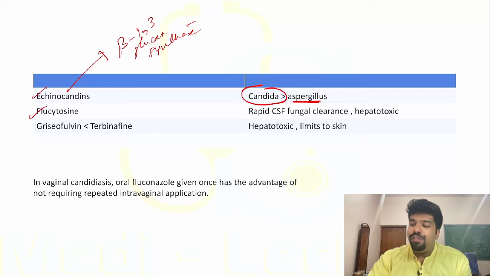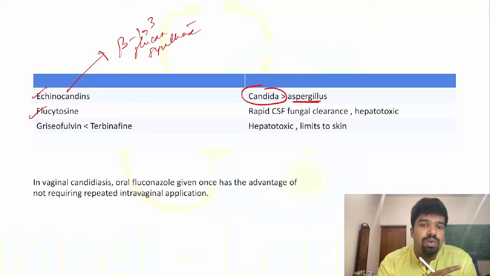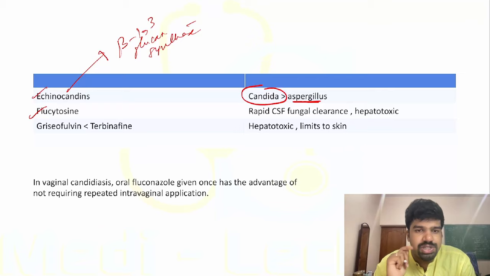Flucytosine. Flucytosine is basically a precursor of 5-fluorouracil. It is used with amphotericin B in the treatment of CSF infections, especially cryptococcal meningitis, because it clears the fungus rapidly from the CSF, but it is hepatotoxic. Hepatotoxicity is also present in griseofulvin and terbinafine, both of which are dermatophytic agents.